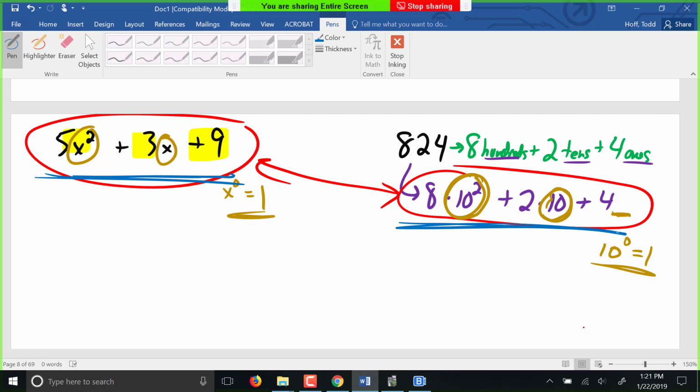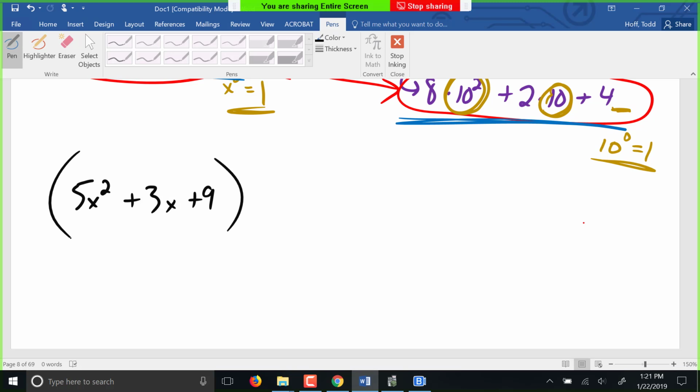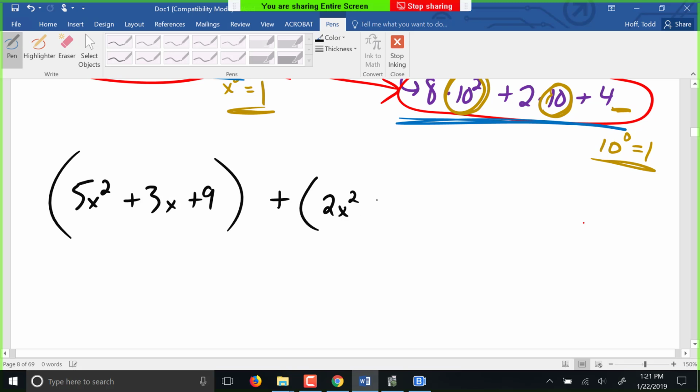So as we start to do some of those operations with them, we should see that they follow the exact same rules as whole numbers. If I were going to take that 5x squared plus 3x plus 9, now I'm going to put it in parentheses. In this case, the parentheses are not an enclosing symbol. All they're doing is telling us that that is a separate number. So not all parentheses are enclosing symbols. Sometimes they're just a separator. Plus 2x squared plus 8x plus 7.